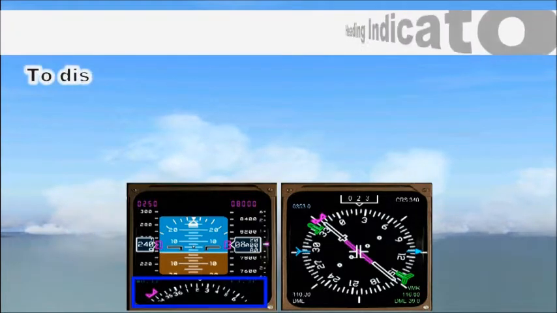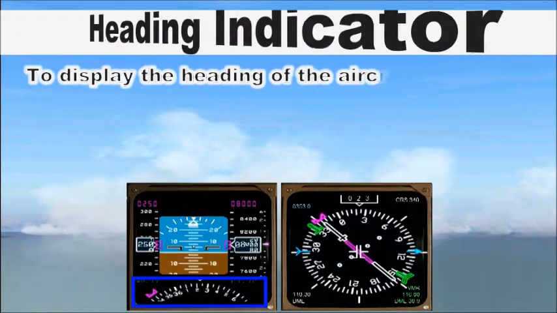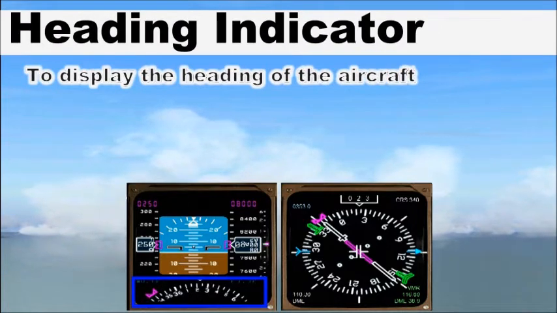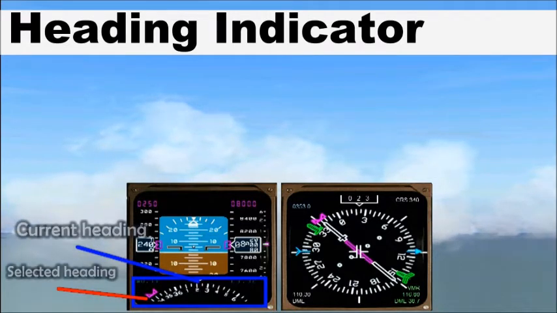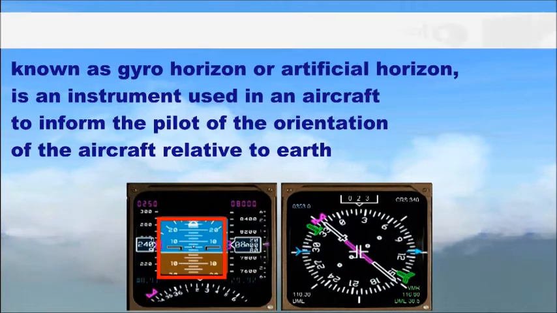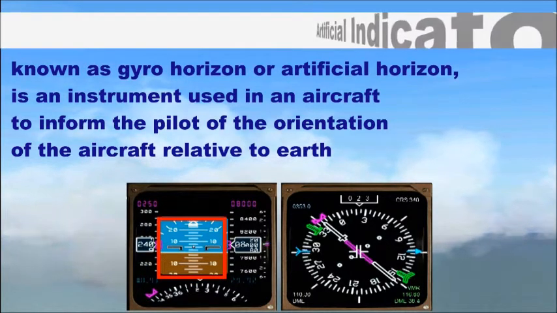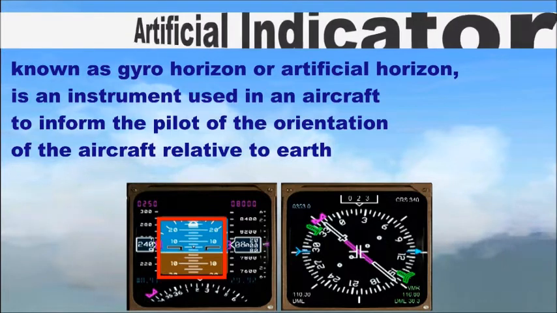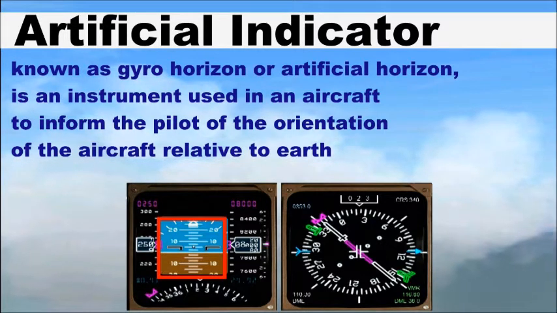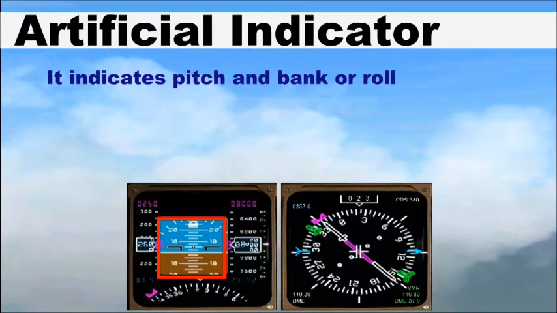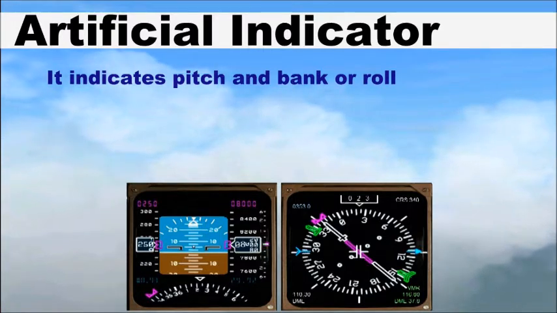One of the instruments is the heading indicator. This heading indicator displays the heading of the aircraft. The artificial indicator, also known as gyro horizon or artificial horizon, is an instrument used in the aircraft to inform the pilot of the orientation of the aircraft relative to Earth. It indicates pitch and bank or roll of the aircraft.